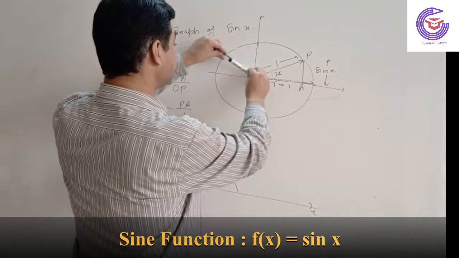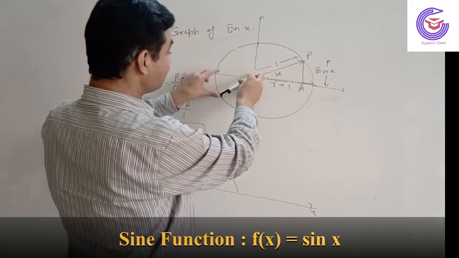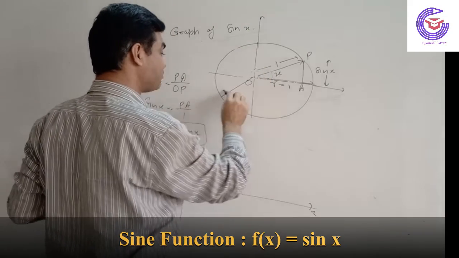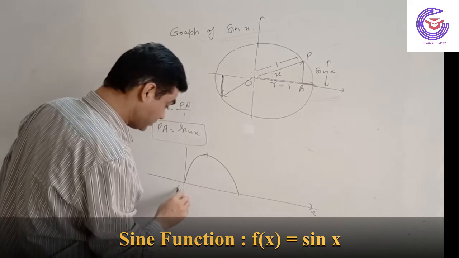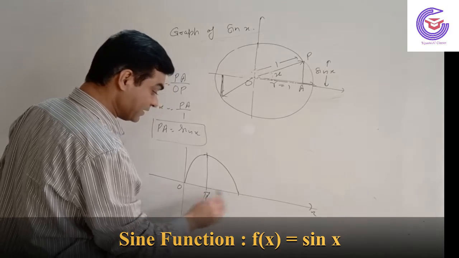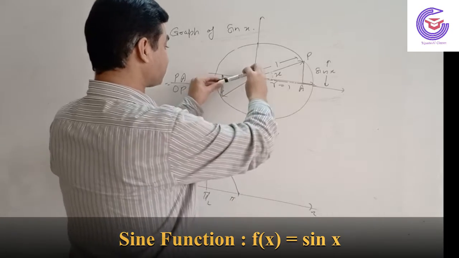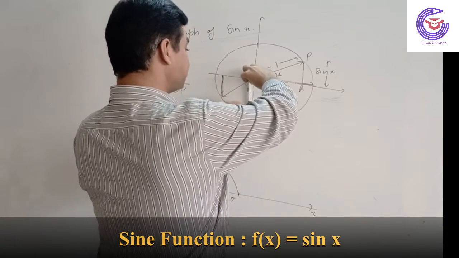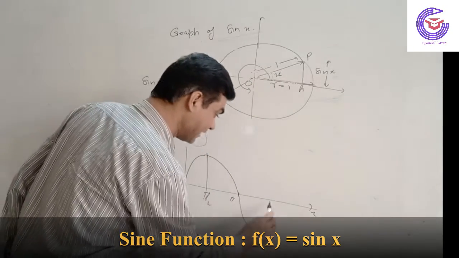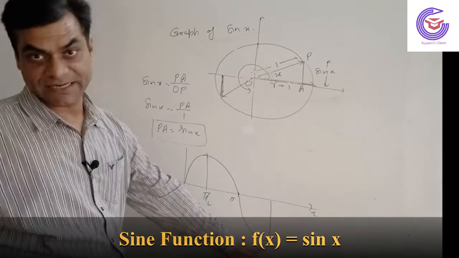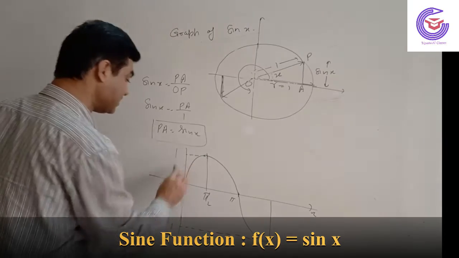Here the radius comes to pi. After that it goes in the reverse direction. Suppose your radius has come to this point, now the length of PA is negative. So from 0 to pi by 2 it goes to the maximum, then at pi it comes to 0. Then on the negative side it becomes maximum when the angle is 3 pi by 2. This is the lowest value, so here you get -1, and here you get 1.